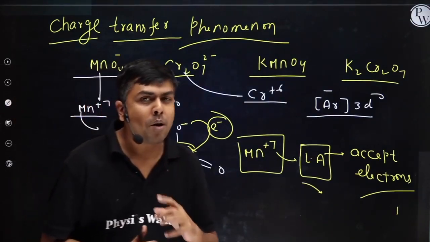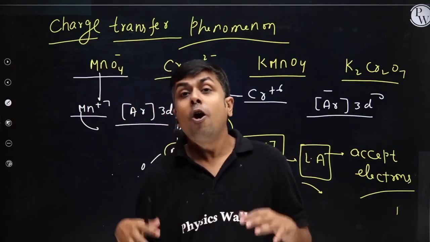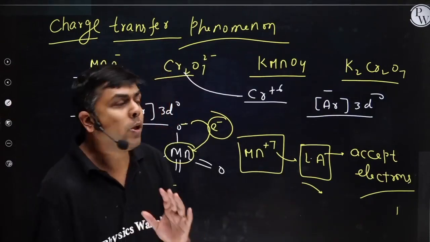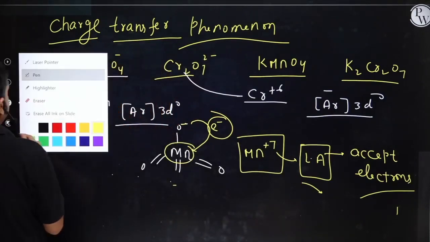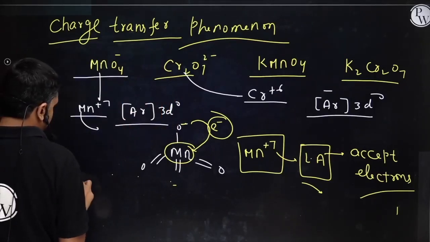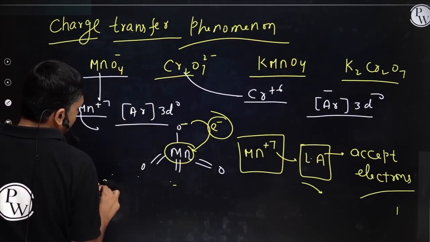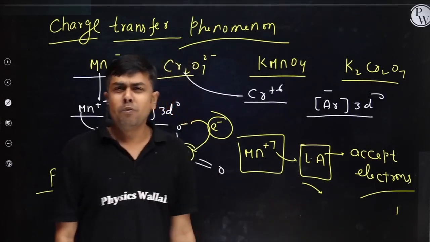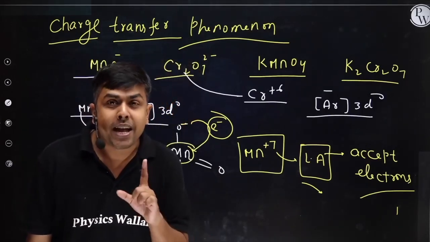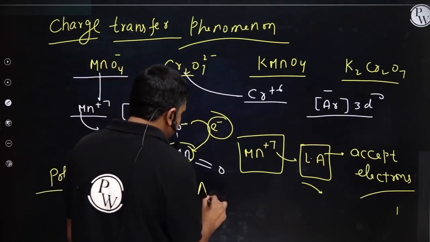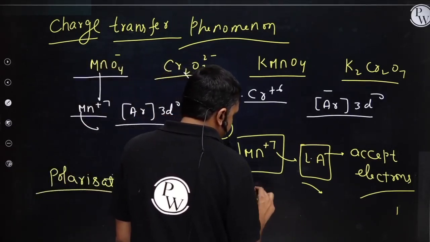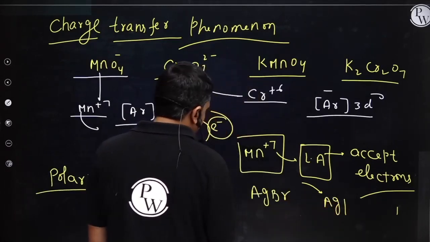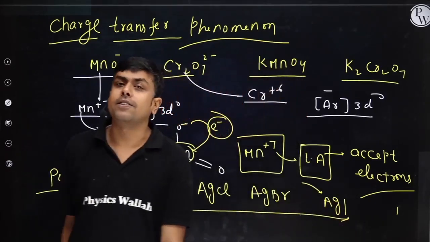Students, we have one more property left responsible for the color of d block elements or transition elements. And that's polarization. We have studied this polarization effect, right? Polarization, deformation in the size of anion, is nothing but polarization. Now, with the help of this polarization effect, we can explain the coloration behavior of halides of silver. AgCl, AgBr, AgI. As I move from AgCl to AgI, the intensity of color increases.